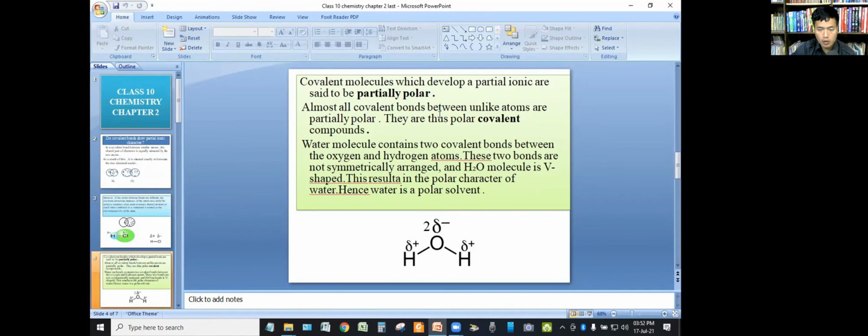Almost all covalent bonds between unlike atoms are partially polar. They are thus polar covalent compounds. Covalent bonds between unlike atoms, suppose hydrogen and chloride.